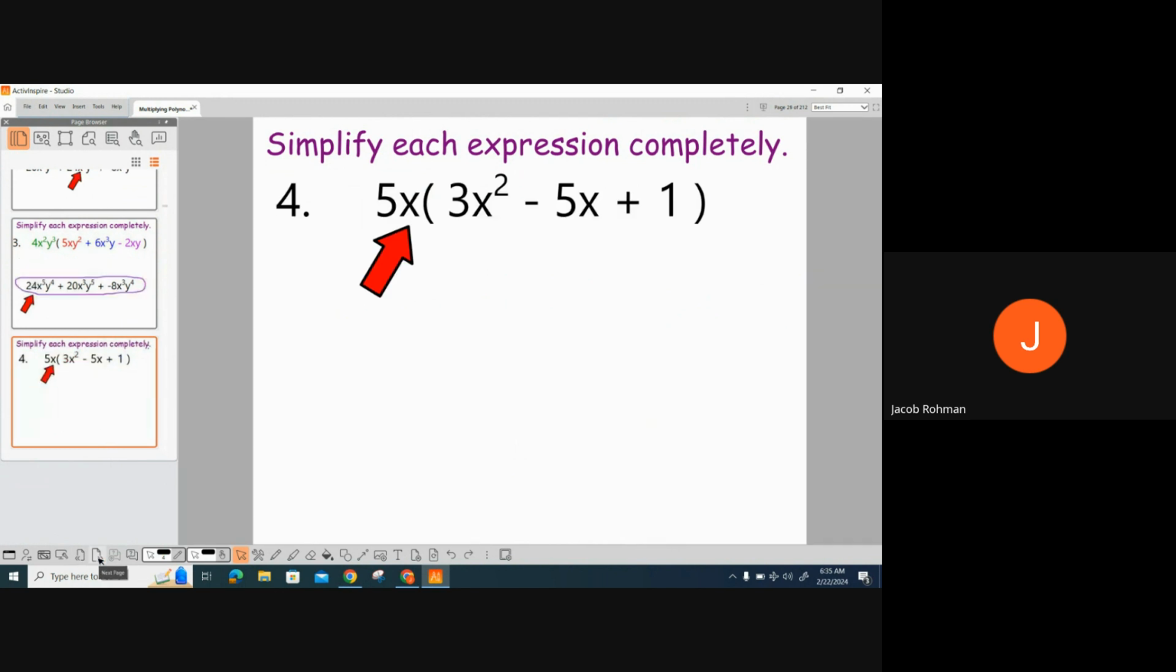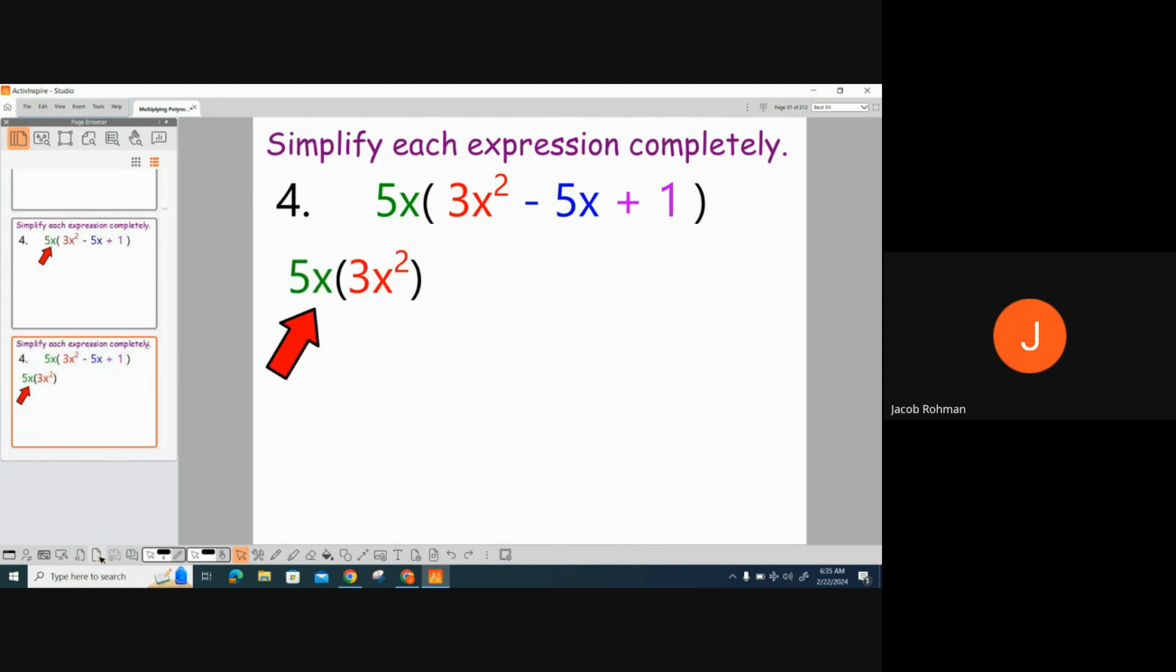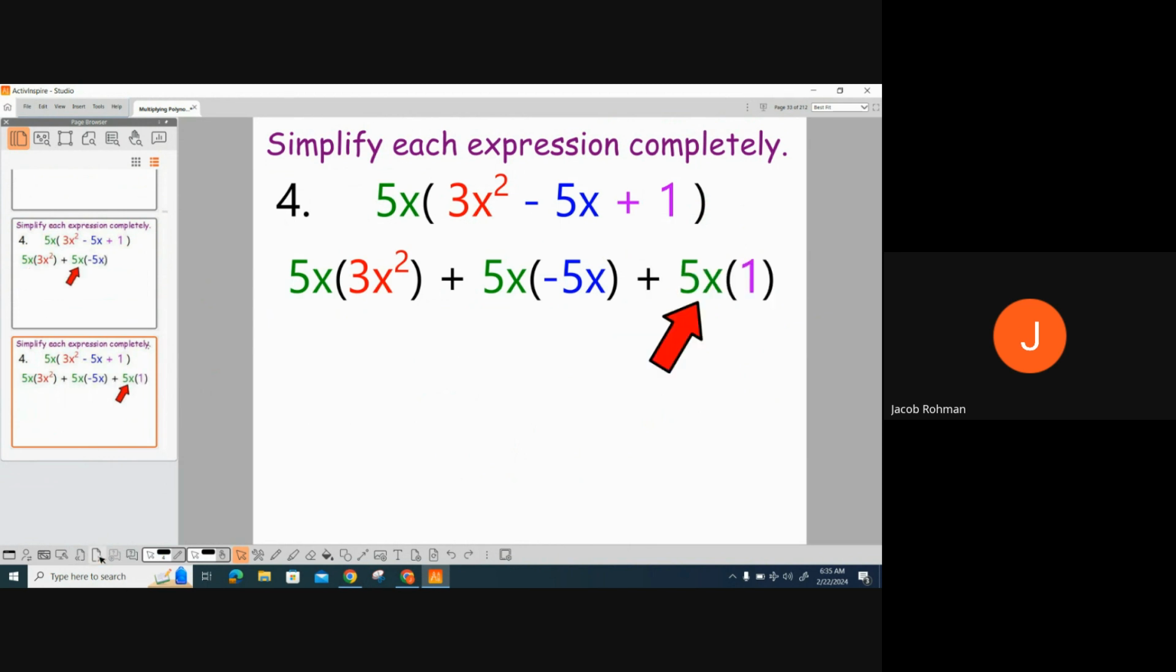All right, example 4. We have a trinomial again here times a monomial of 5x, and we're going to take the green times the red, blue, and purple. So 5x times 3x squared, 5x times negative 5x, and 5x times 1.